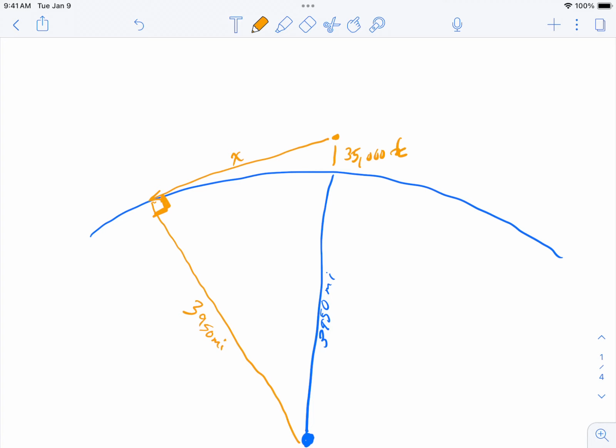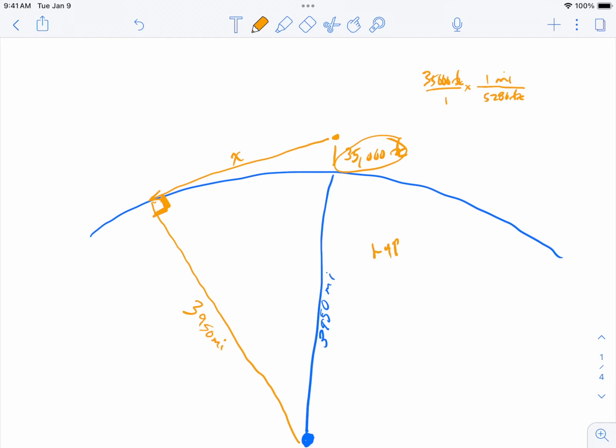Okay. So I guess this side here would be the hypotenuse. Now the thing is, the hypotenuse is 3950 miles, and then you have to add this on. So how many miles is that anyway? Because we want to add miles to miles. So remember, 35,000 feet. Put that over 1, and then you can multiply by 1 mile has 5280 feet. And so we can convert to miles real quick here.